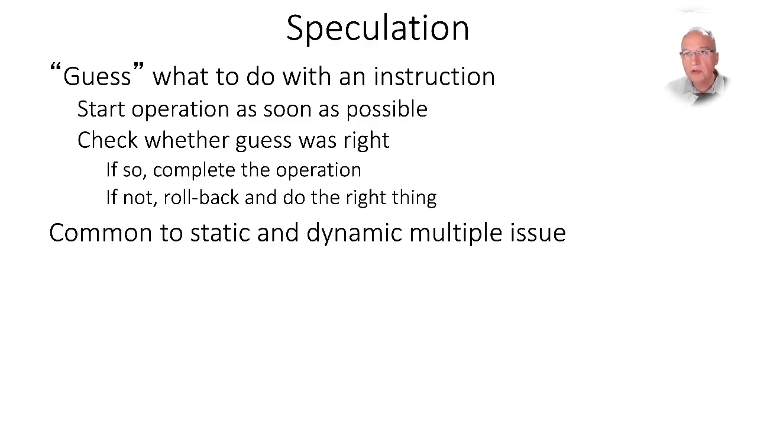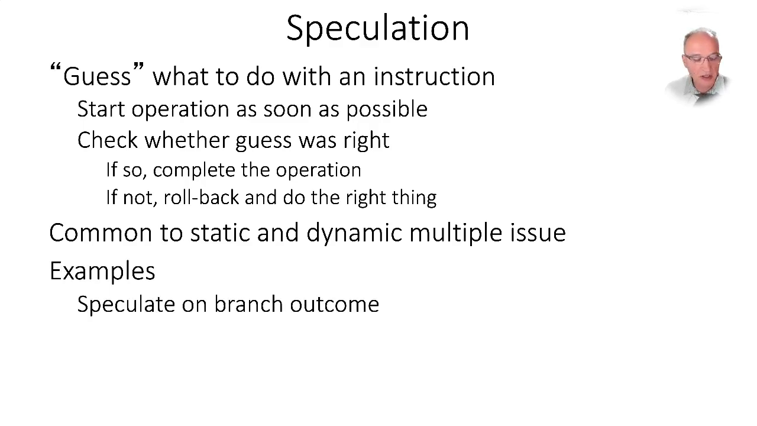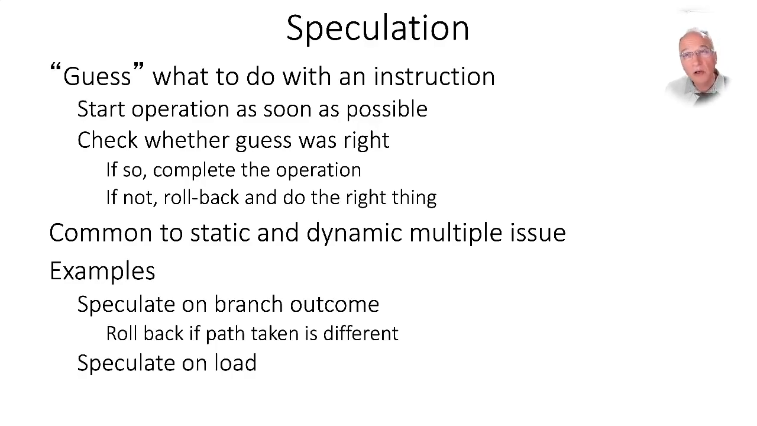This is very common to both static and dynamic multiple issue machines. For example, you can speculate on a branch outcome, and then you're going to roll back if the path is not the one you guessed. You can speculate on a load. Sometimes you have a load and you don't know whether the load is to an address that could be changed by a store that has not completed yet, but you can go ahead and speculate and perform the load as if the memory is not going to change. And then if the location was updated after that load occurred, you will roll back and repeat the load.